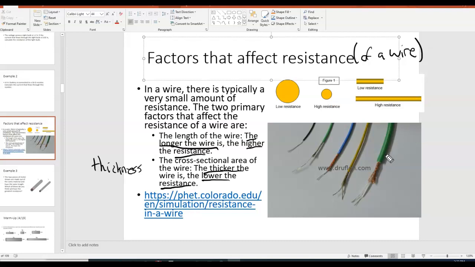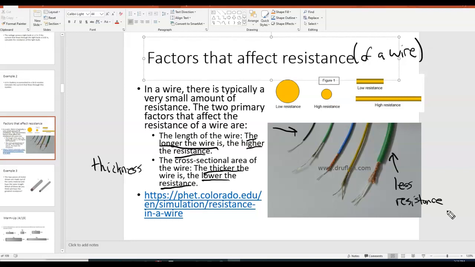And so wires that are thicker, for example, this wire right here on the far right is thicker compared to this tiny wire over here, and so this would have less resistance just because it's a bigger wire. Okay, so again, if you think of the water analogy, those two factors that affect resistance of a wire are kind of intuitive.